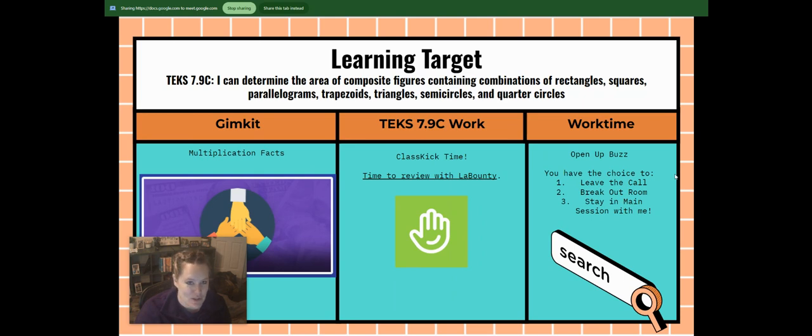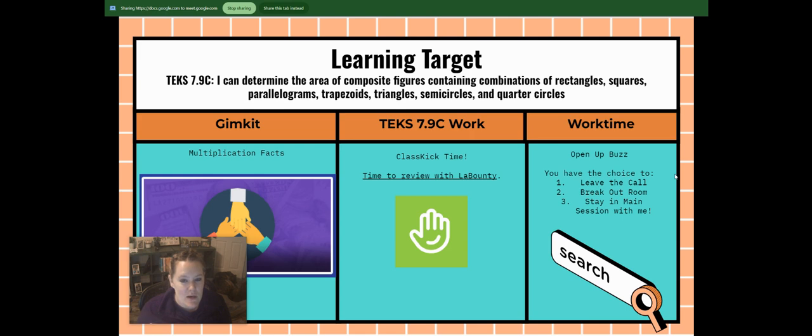So here's the learning target. This is what we're going to be doing. This is the second day we're reviewing for the test that shall not be named. And this is TEKS 7.9C. I can determine the area of composite figures containing a combination of rectangles, squares, parallelograms, trapezoids, triangles, semicircles, and quarter circles. So pretty much you are finding area.